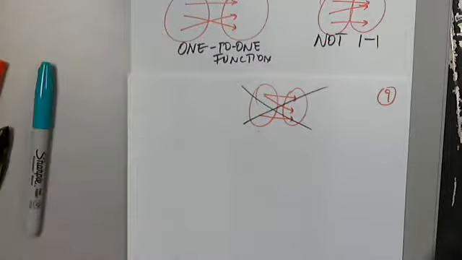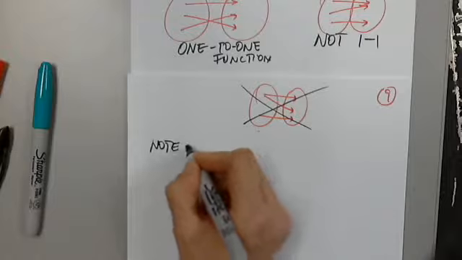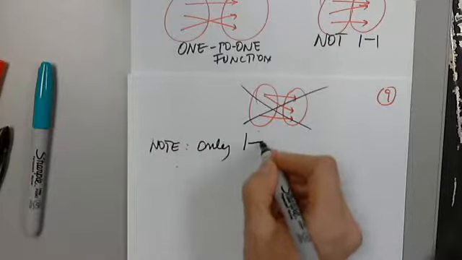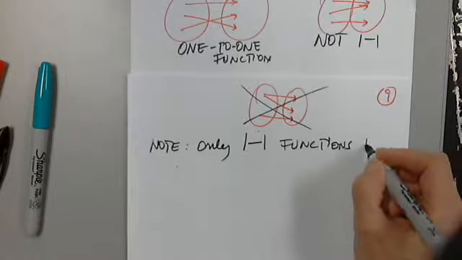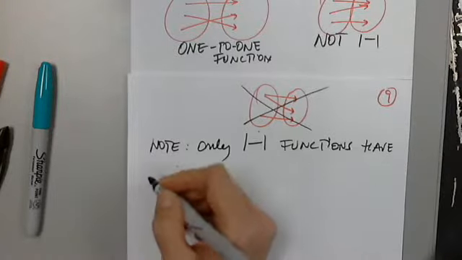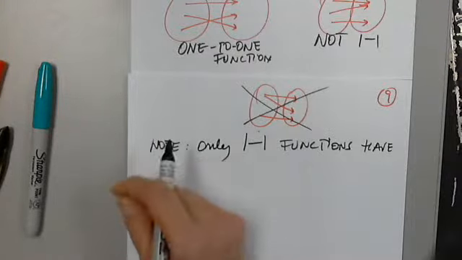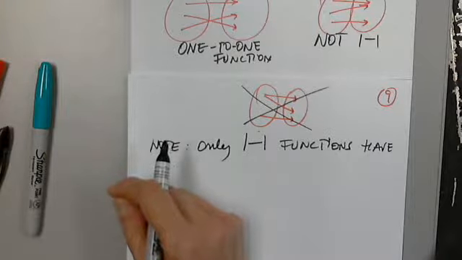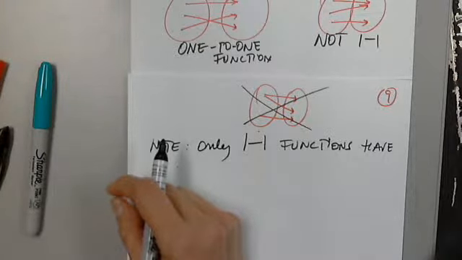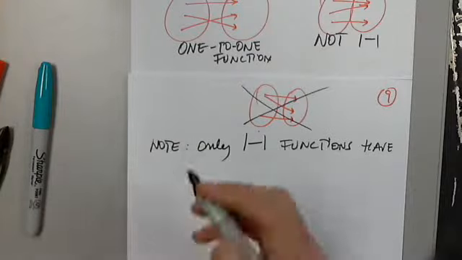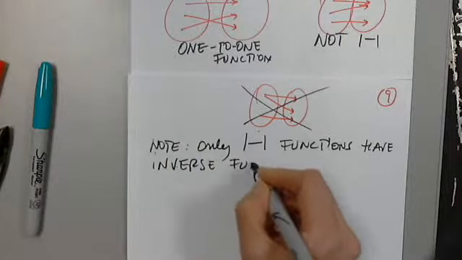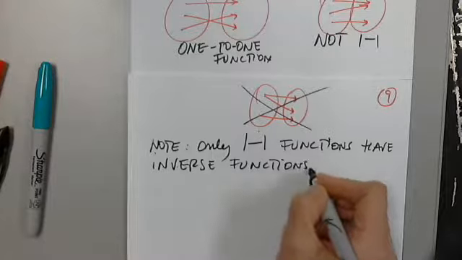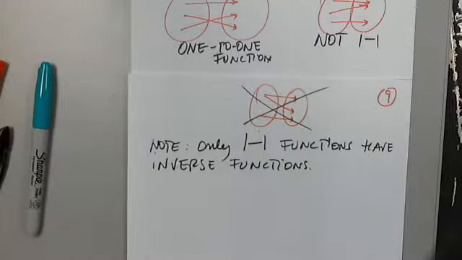So here's our next note. Note, only one-to-one functions have inverse functions. They all have inverses, but only one-to-one functions have inverse functions. Okay.